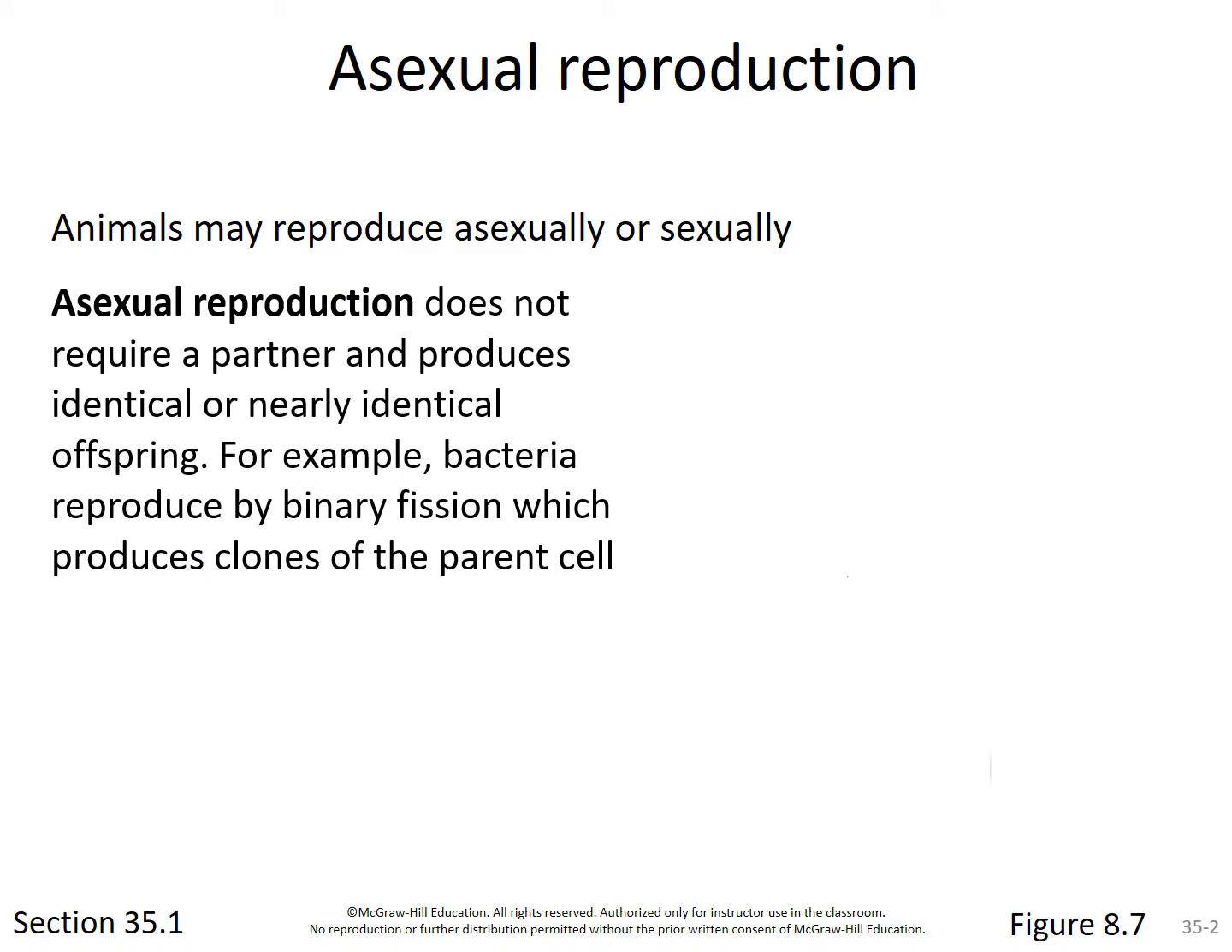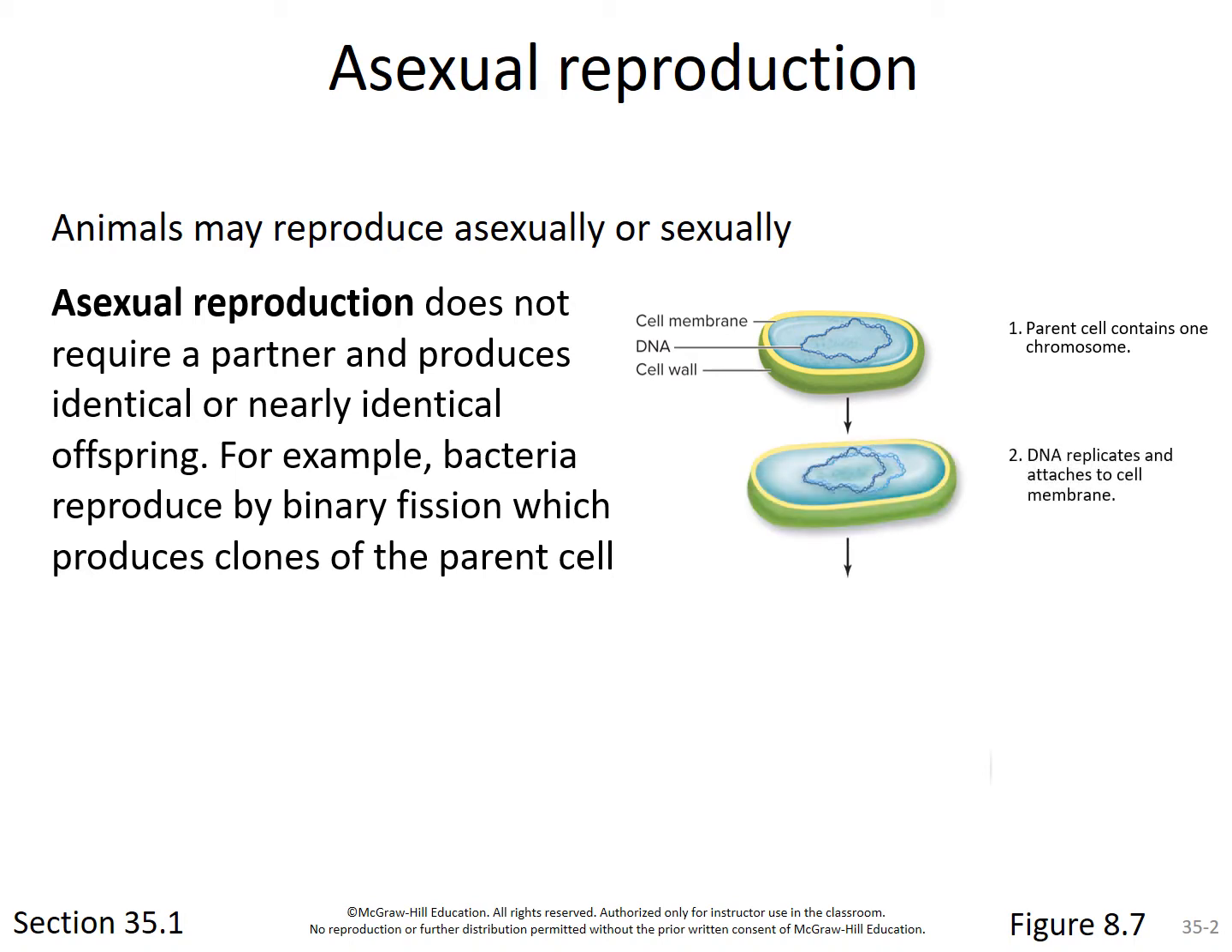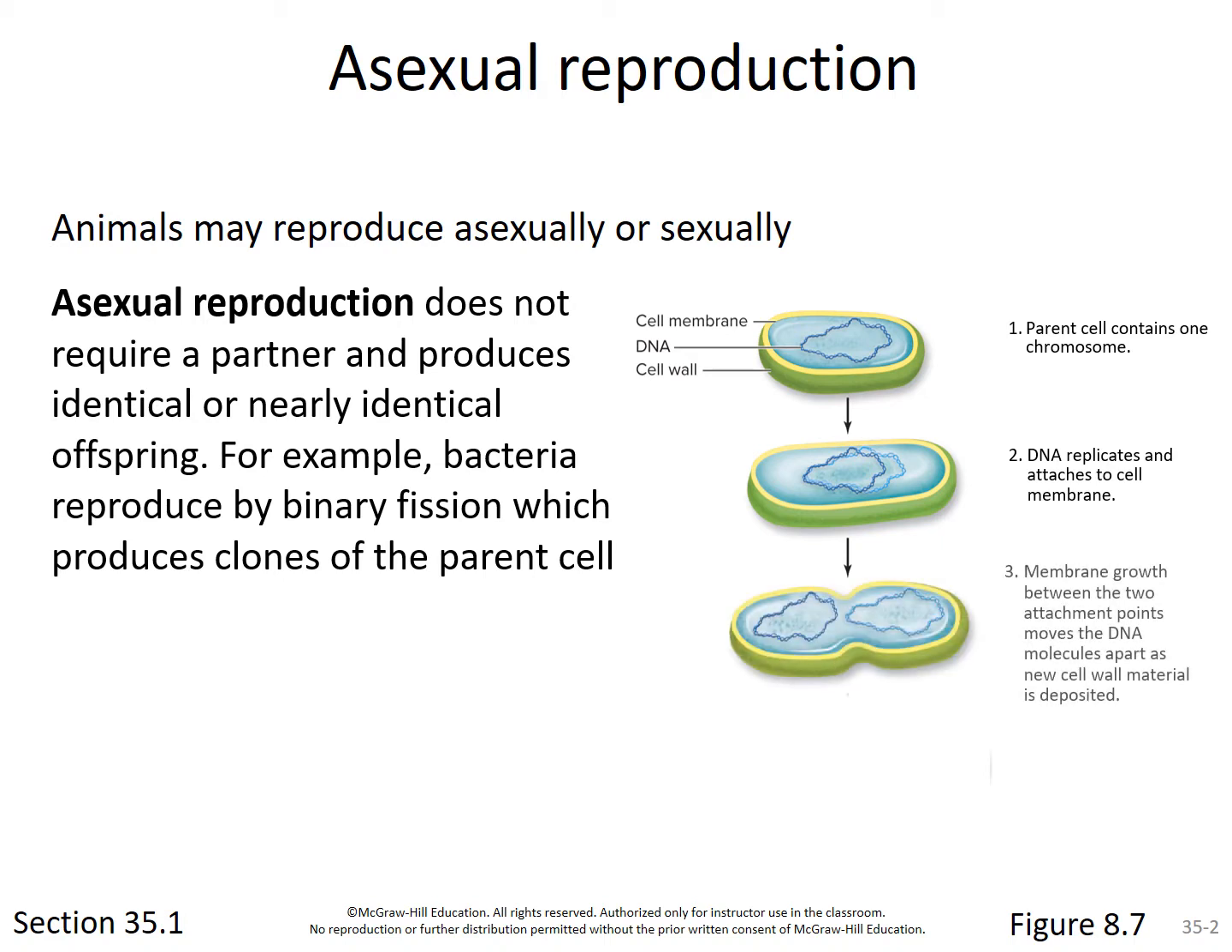Asexual reproduction does not require a partner and produces either identical or nearly identical offspring. And a good example of this is bacteria producing by binary fission, and this produces clones of the parent cell. So if you look at the diagram to the right, you'll see that the parent cell contains one chromosome, and the DNA is going to replicate and attach to the cell membrane.